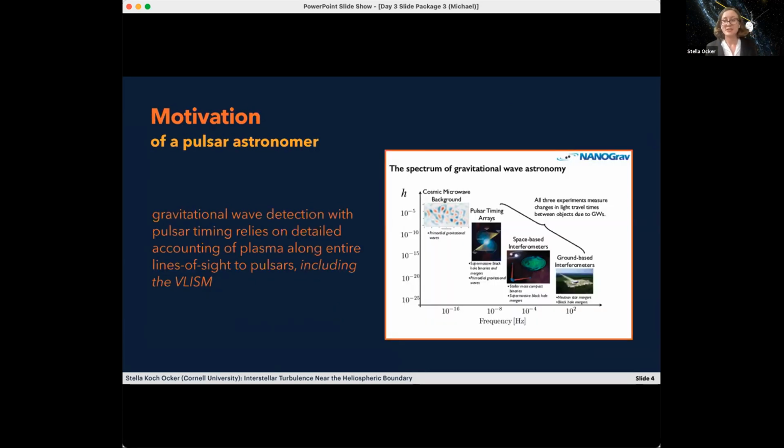In fact, all of these research questions tie together in a somewhat non-intuitive way to the pulsar timing effort to detect gravitational waves, which is one of my personal motivations as a researcher. Pulsar timing is very close to detecting low frequency gravitational waves, which are produced by supermassive black hole binaries across the universe. But performing this very difficult detection requires a detailed accounting of plasma along the entire lines of sight to pulsars in a pulsar timing array. And this includes understanding the effects of the very local ISM on pulsar propagation. So next slide.